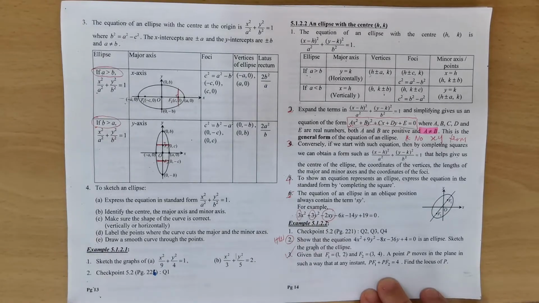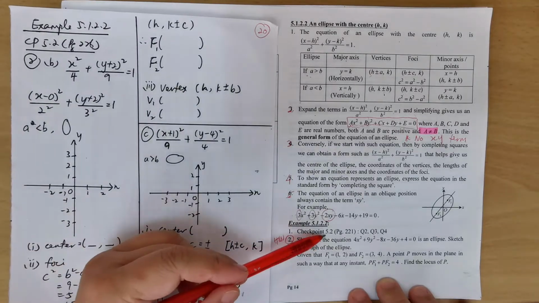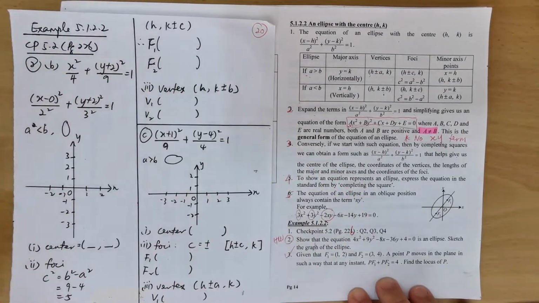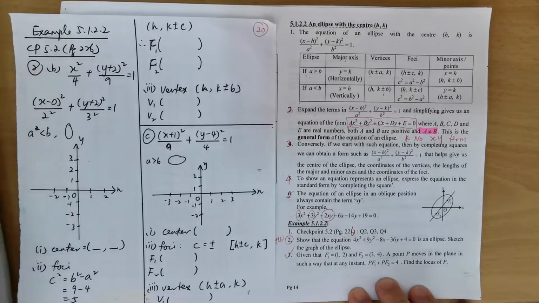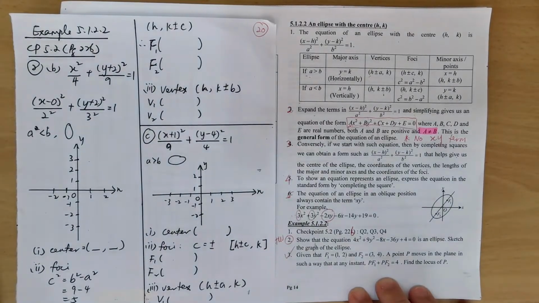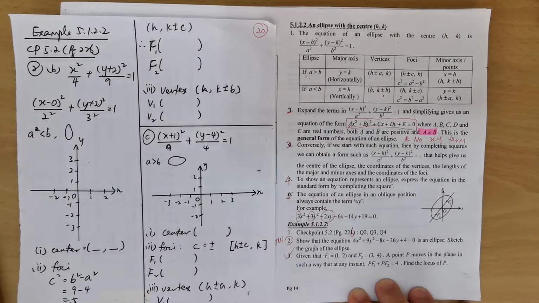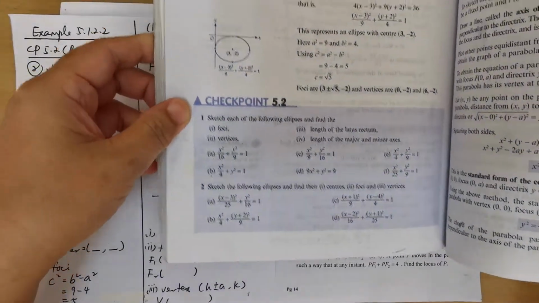Now let's look at some examples. I will discuss quite many examples. First we will go to checkpoint 5.2, page 226. Questions 2, 3, and 4. So please open your textbook. Page 226. We are going to discuss some questions in 2, 3, and 4. I just show you, so later I'm not going to show you again.